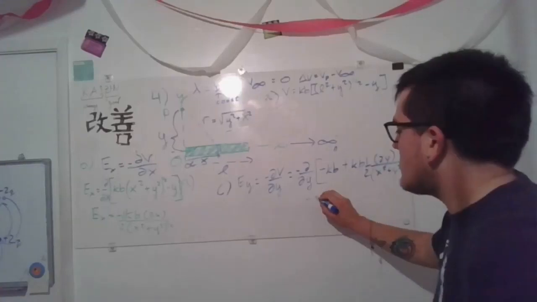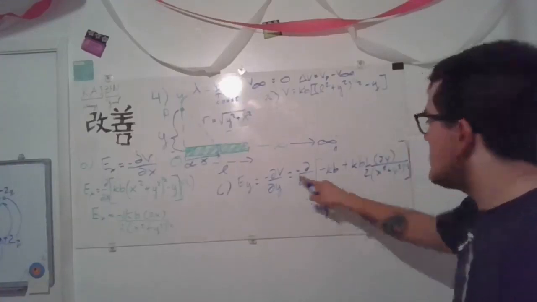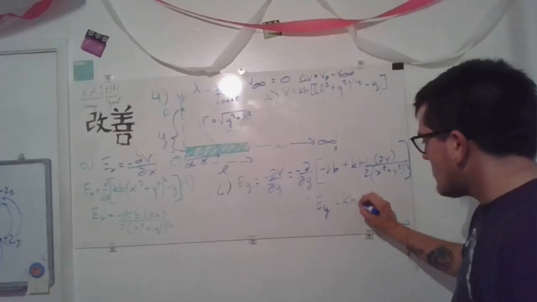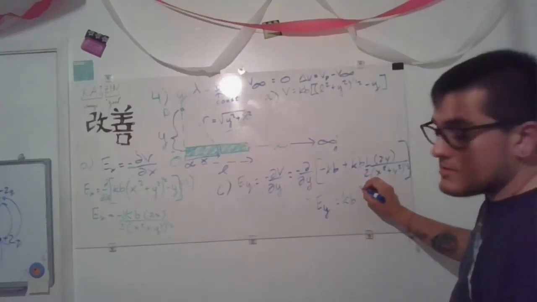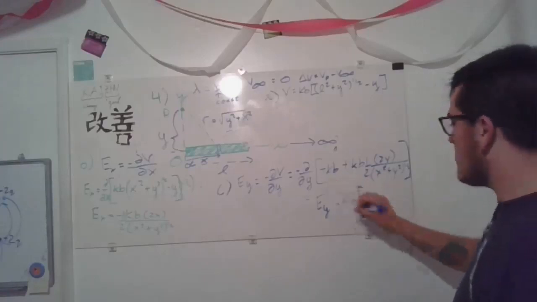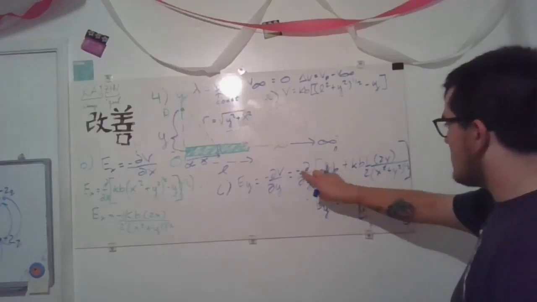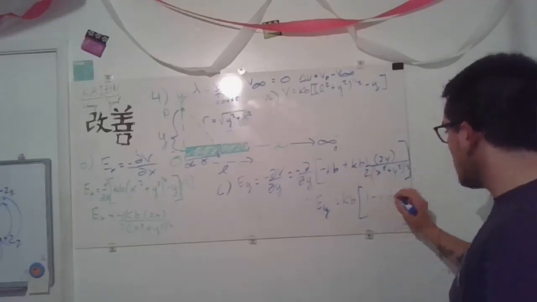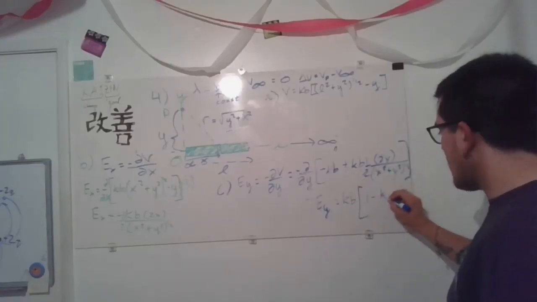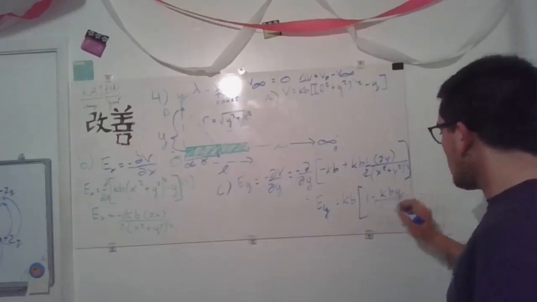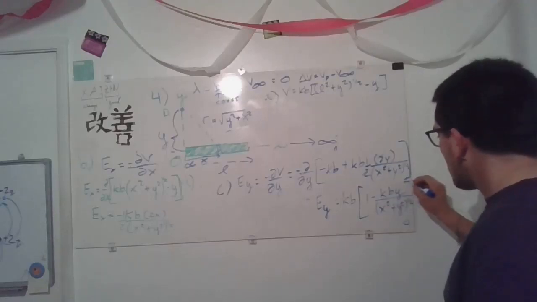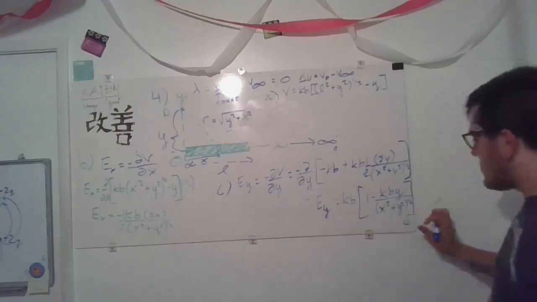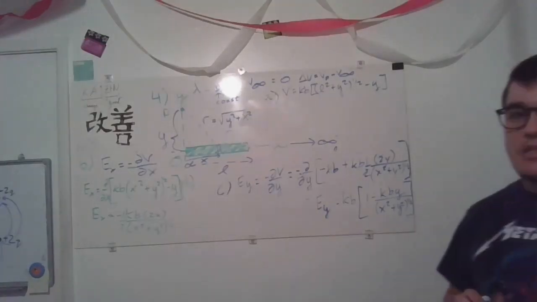So now let me finish that up. Negative and negative, kb. You could probably just pull out the kb as well if you wanted to. 1, that'd be 1. And then distribute this negative. 2 and 2 cancel. You have kby over, and I'll just write it as x squared plus y squared to the 1/2. That makes sense for everybody.